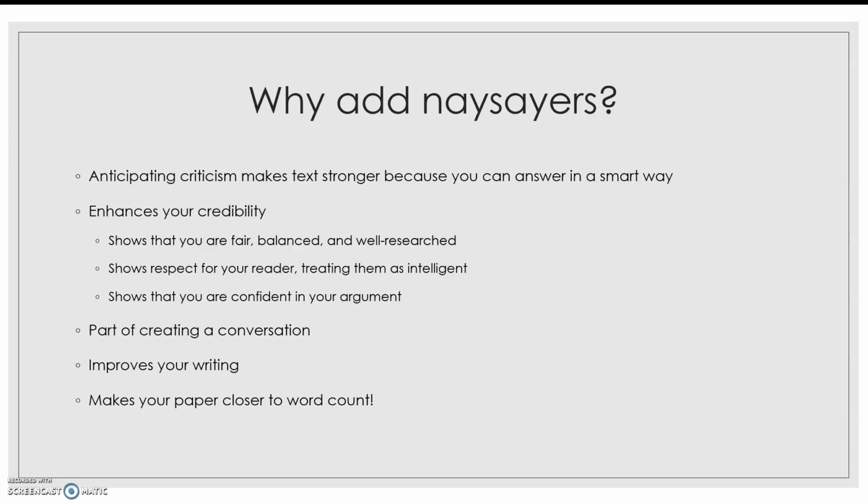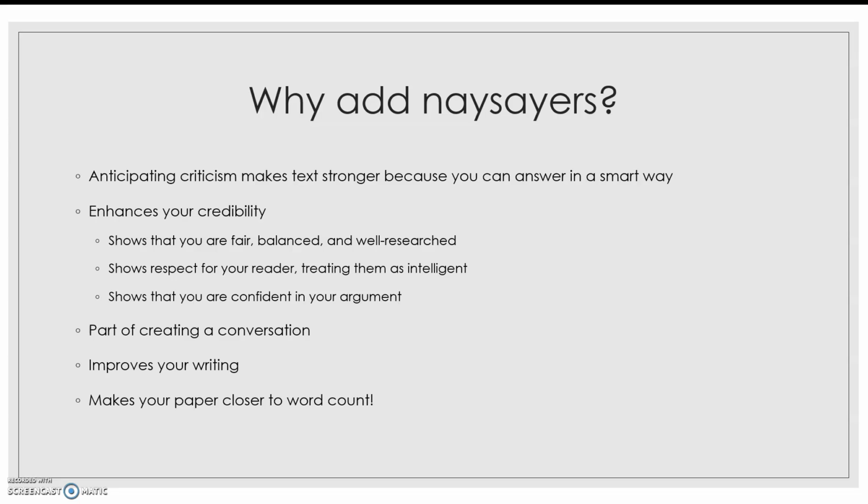It also shows respect to your reader, right? So that you don't assume that your reader will just take your argument at face value, that they're critical thinkers that will consider other opinions. So it shows respect to your reader. And then finally, it shows that you believe in your own argument, right? That you're confident enough in what you are arguing that you can present other ideas as well.